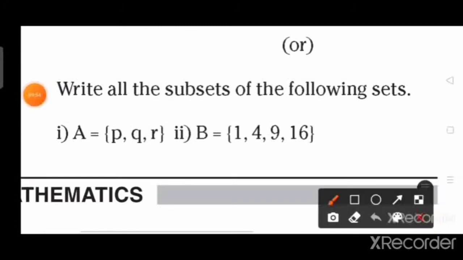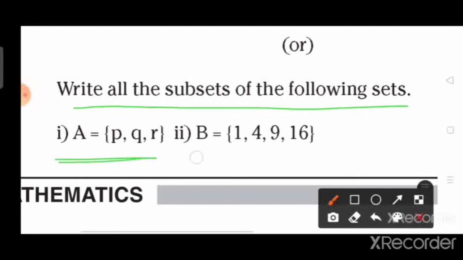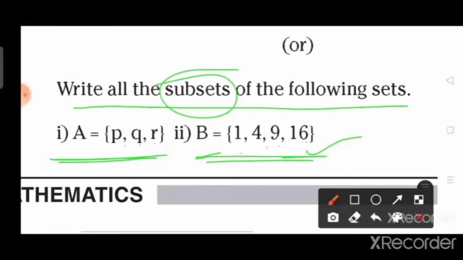Our second sum: write all the subsets of the following sets. Two sets were given, set A and set B. In set A, 3 elements are there: P, Q, R. In set B: 1, 4, 9, 16. Here 4 elements are there. We have to find the subsets. In our earlier classes, we discussed what subsets are, how to find subsets, the number of subsets, and so on. All were discussed in our previous classes.